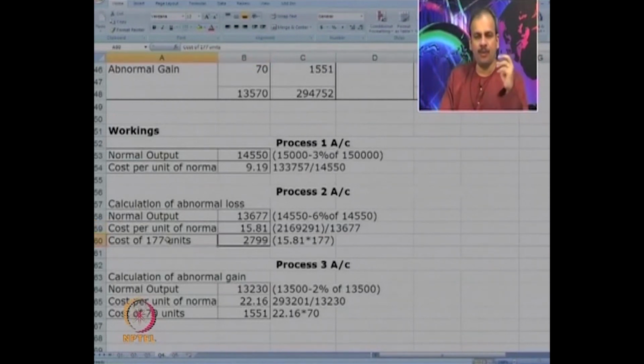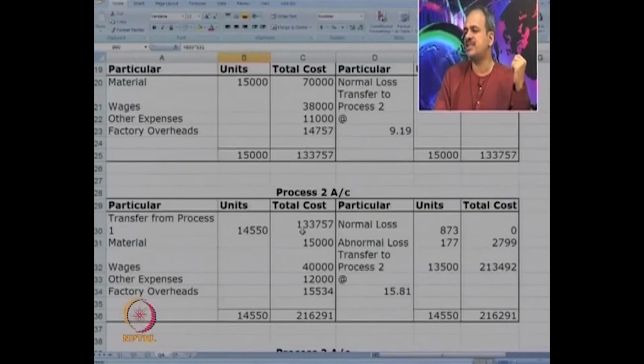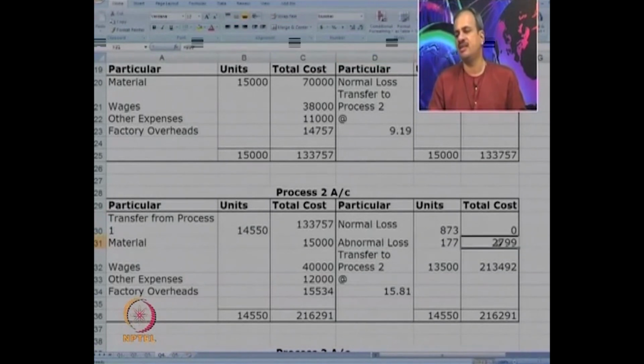Now we know that the abnormal loss is 177 units. So 177 into 15.81, you will get 2799, which is the cost of abnormal loss. Now let us go to the process account. On the credit side, normal loss 673, cost is 0. Abnormal loss 177, the cost is 2799. It is calculated at a rate of 15.81, which is the cost per unit.